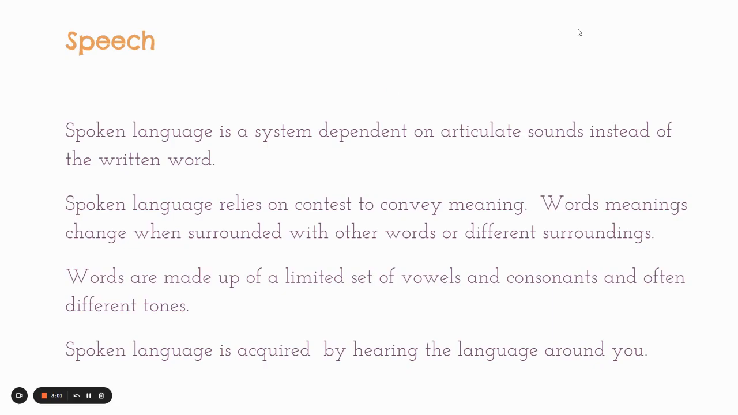Speech is one of the first types of languages we'll talk about today. Spoken language is a system dependent on articulate sounds instead of the written word. So just grunting at people doesn't really communicate anything, right? We have certain articulate sounds that we have assigned meaning to, and that's why it has become a language.